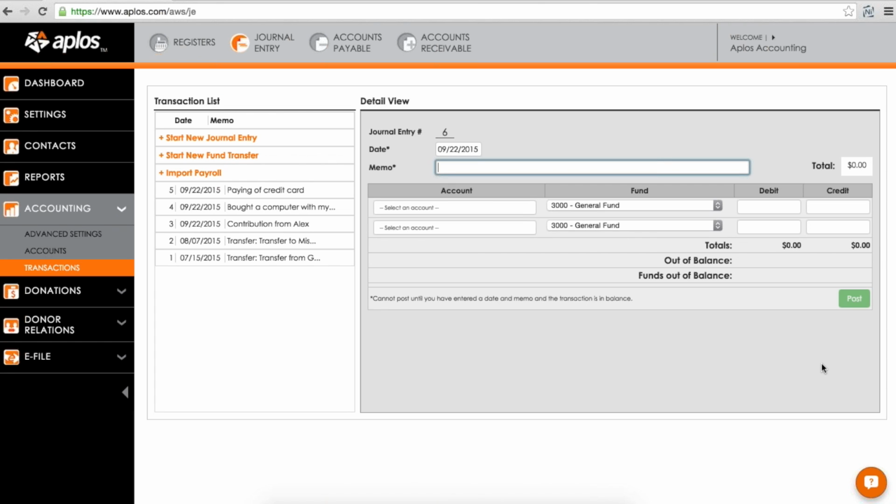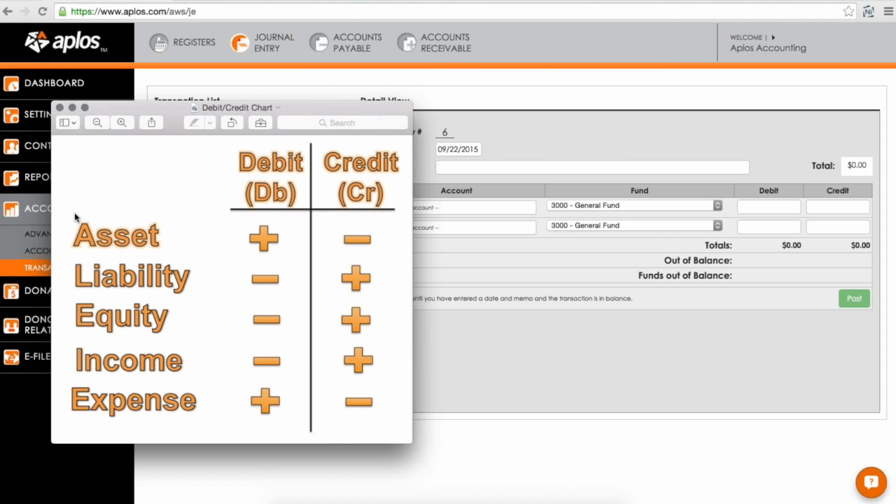So that's journal entry. It is the standard, again, double entry accounting entry form in Aplos. Any accounting software that you're going to use is going to have some variation of this journal entry screen to where you can put in the account and the debit and the credit. The debits will always equal the credits. And if you could memorize this chart, this tells you how each of your accounts works with one another to either add value or take away value based on a transaction.